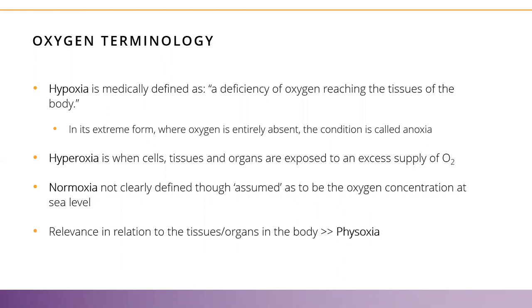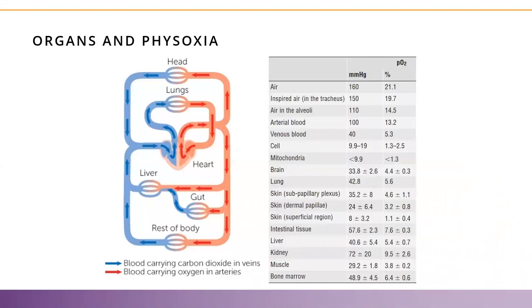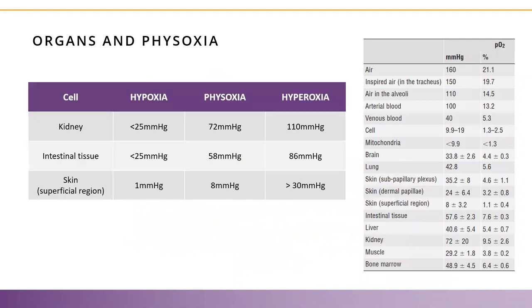So what is the relevance in relationship to your tissue and organs, your physioxia? Organs and physioxia. Many researchers have done oxygen concentration determinations throughout the years, throughout the different tissues. And here is a table showing some of these. I've highlighted 3 of them. For instance, physiological for kidney is at 72 millimeters of mercury. For the intestines, it's at 58. But for skin, oddly enough, it's at 8 millimeters of mercury.